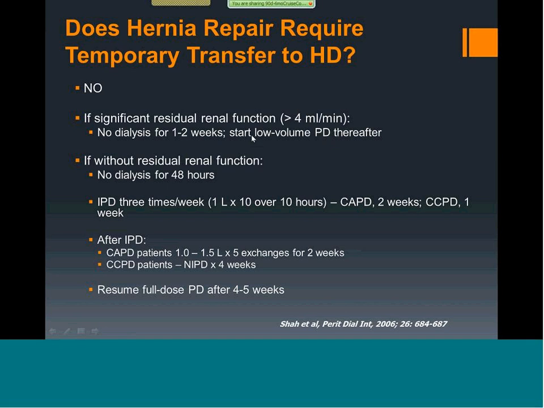Low volume PD is not effective PD. It is not something that you want that patient to be on forever. But for a short period of time, rather than placing a central venous catheter, a hemodialysis catheter, for the patient to be on hemo, it is much preferable for that patient to do low volume PD. It's best done on a patient with a cycler, in which you use 1 liter fill volumes, 10 changes over hours, and then fluid during the daytime. And then they can resume full PD after 4 to 5 weeks.